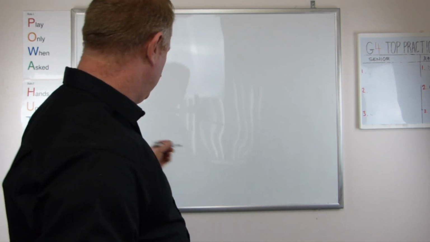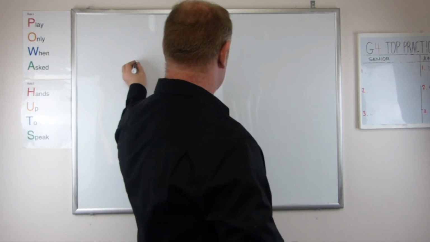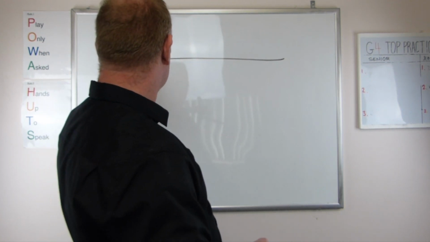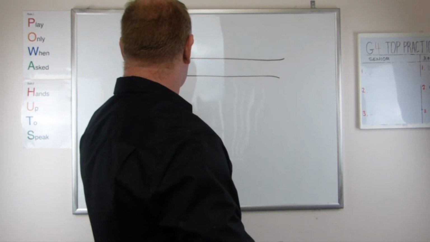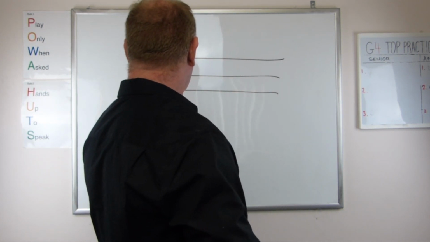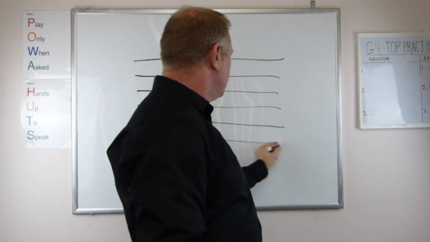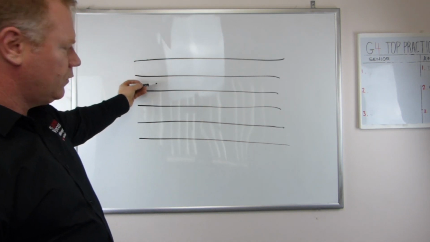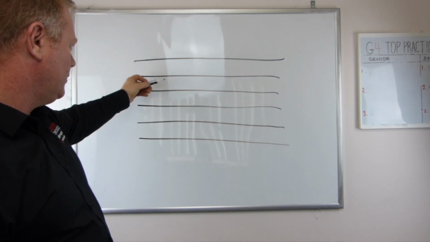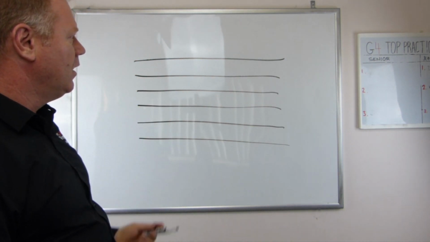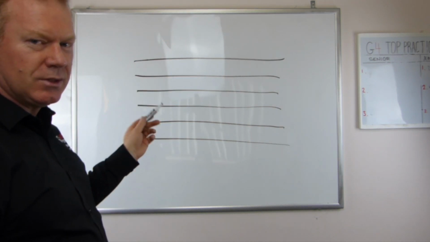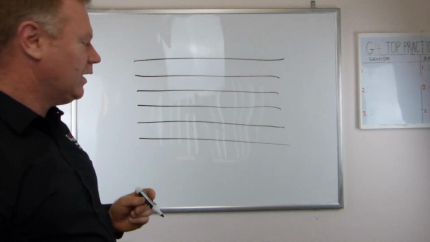we're going to start with some dodgy lines. Okay, so I've just drawn 6 lines. 1, 2, 3, 4, 5, 6. Each one of those lines represents one of the strings on the guitar.